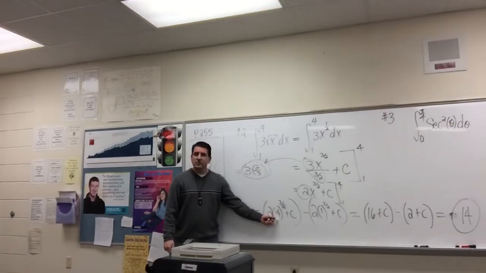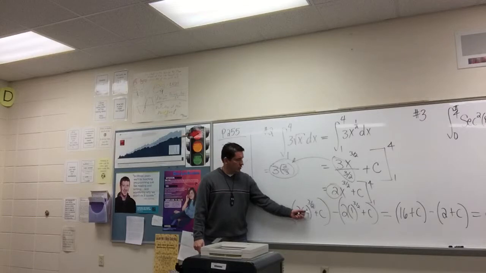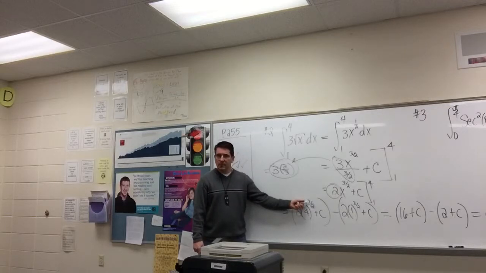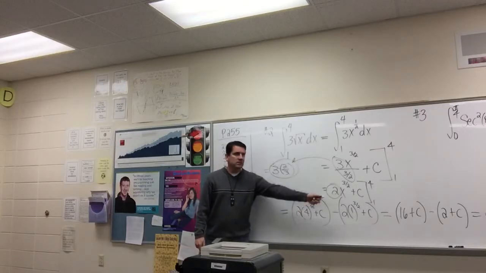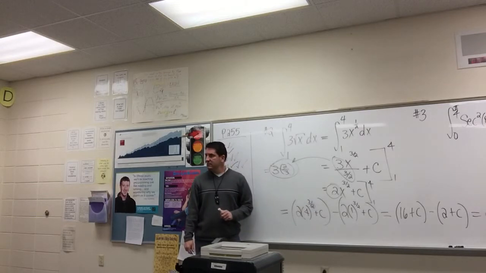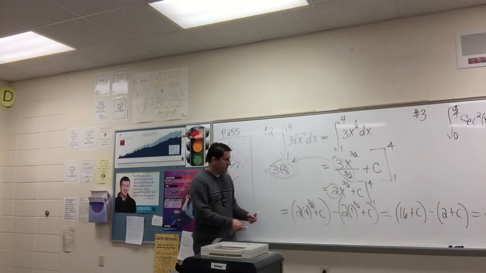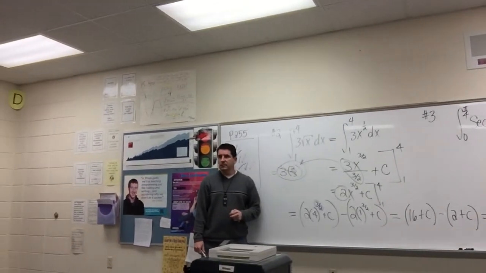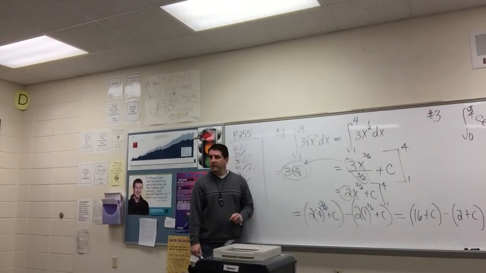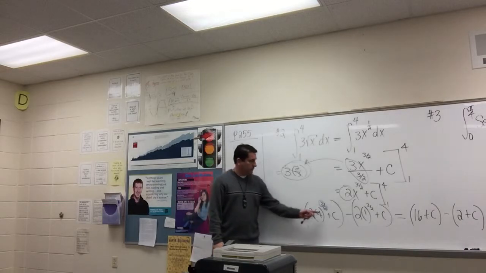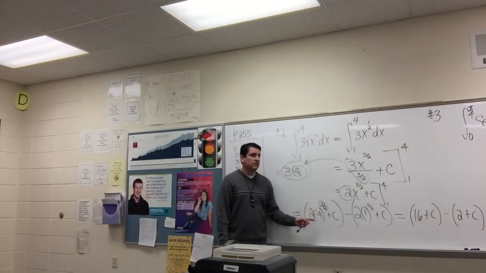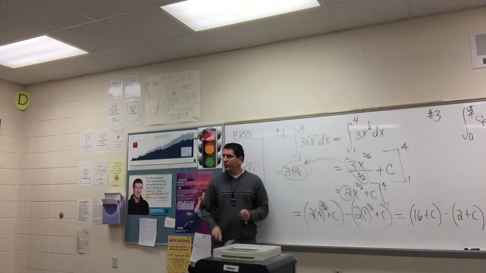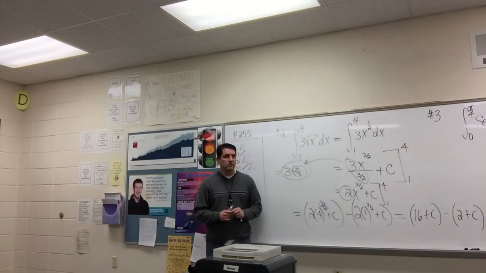Square root of 4 is 2. 2 to the 3rd is 8. 8 times 2, 16. You could do it the other way. 4 to the 3rd, 4 times 4 times 4 is 64. Then the square root of 64 is 8 times 2 is 16. The order of those two doesn't matter.